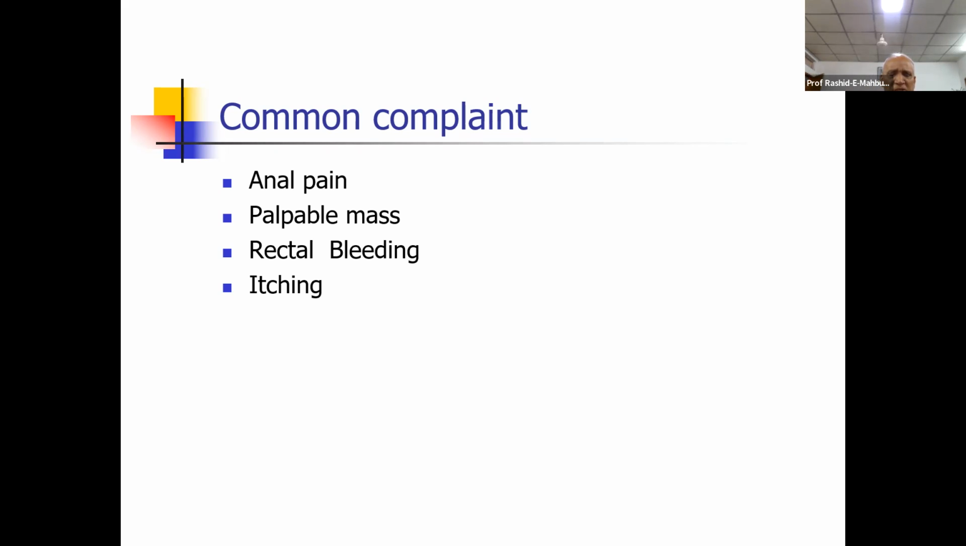And where the bleeding is coming from: is it fresh blood or occult blood? Occult blood mostly comes from the upper GI tract, but fresh blood is mostly from a fissure or from piles. And a palpable mass, definitely it may be benign or it may be malignant.